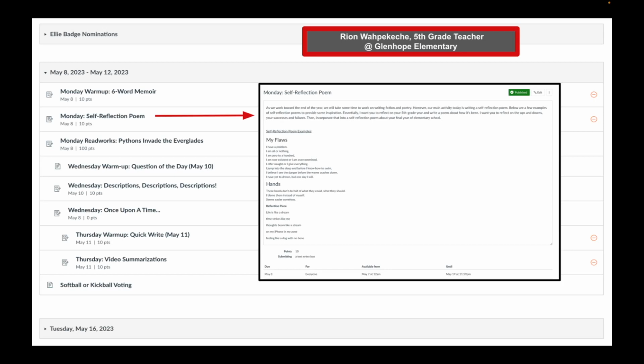So he has a combination of topic titles as well as dated modules. I love that this module is organized by day of the week. Notice how he takes advantage of indentations for Wednesday and then indents a second time for Thursday. I pulled a screenshot out of his Monday self-reflection poem in which he has an assignment that the students will enter in a text entry box.